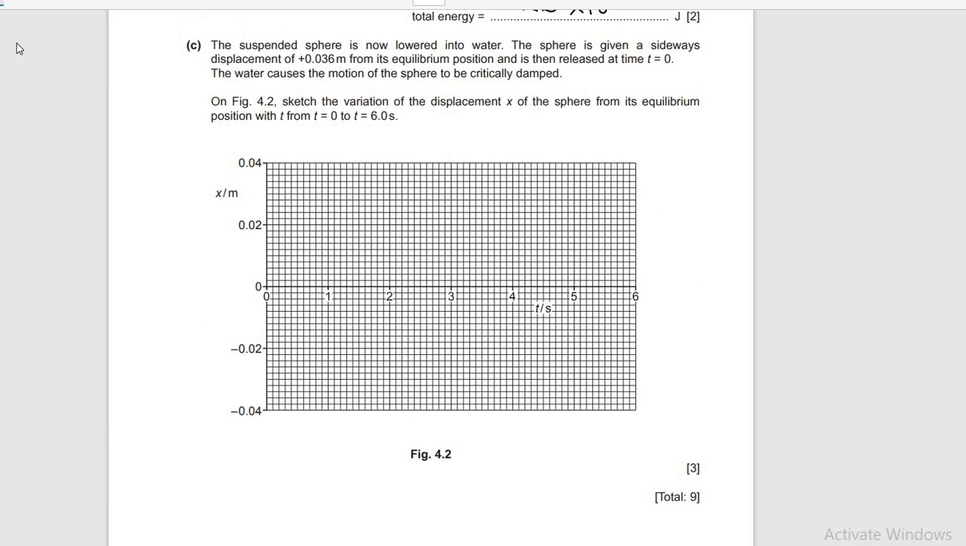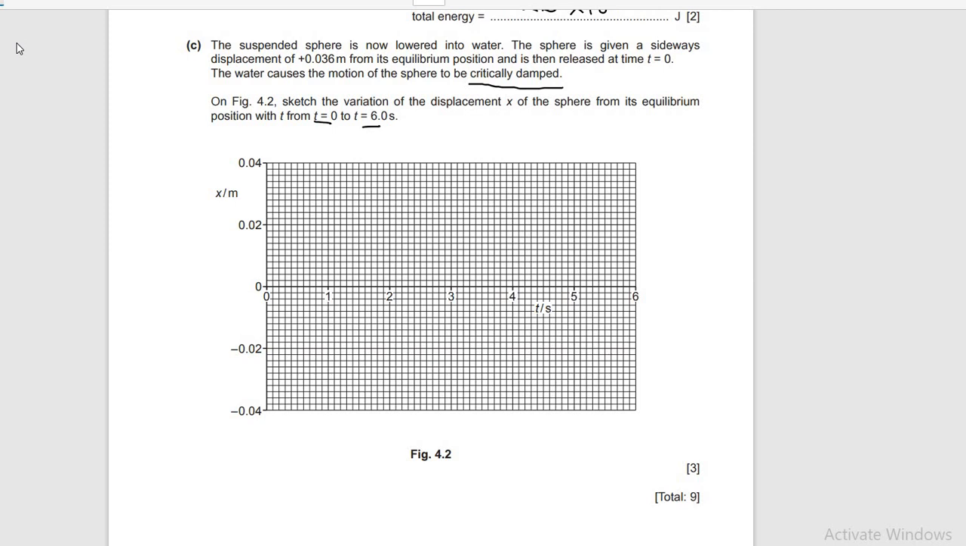The suspended sphere is now lowered into water. That's damping. So the sphere is given a sideways displacement from the equilibrium position, then released. The water causes the motion to be critically damped. Remember, critically damped does not oscillate. It just decreases down to zero. So sketch the variation of displacement x of the sphere from t equal to 0 to t equal to 6 seconds.